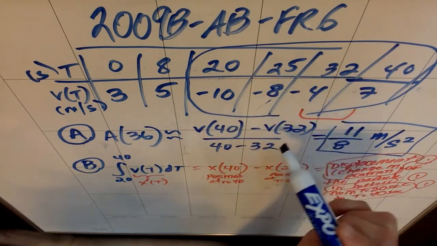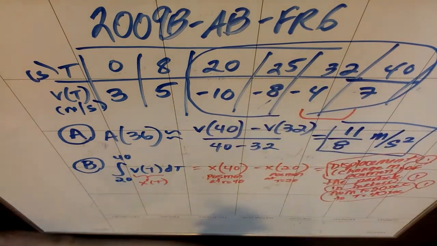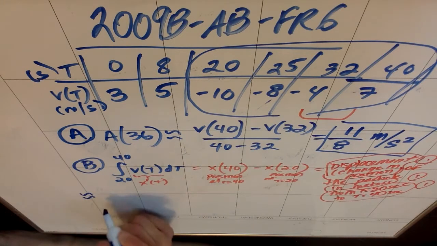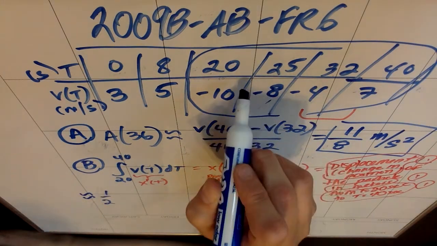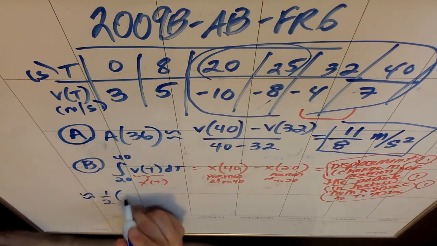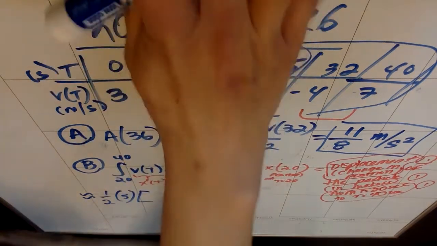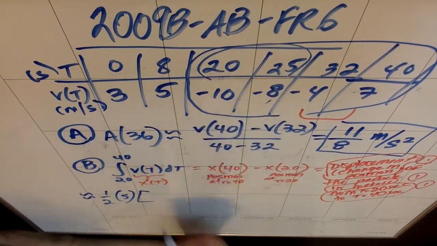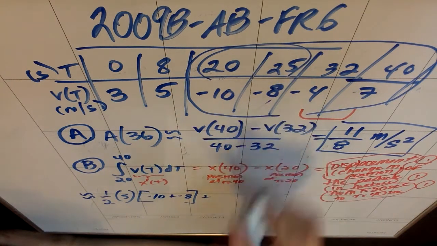I'm going to find that trapezoidal area, and I'm going to find the one from 32 to 40. So this value is going to be approximately 1/2 the height, which is the change in t here, so the 5, times the sum of the bases, which in this case will be the -10 and the -8, plus the next trapezoid will be 1/2.